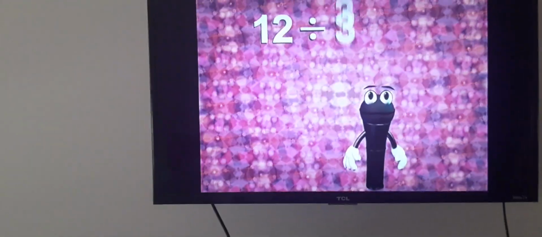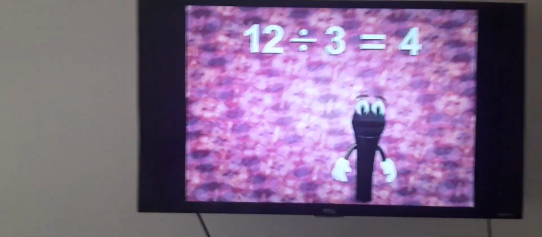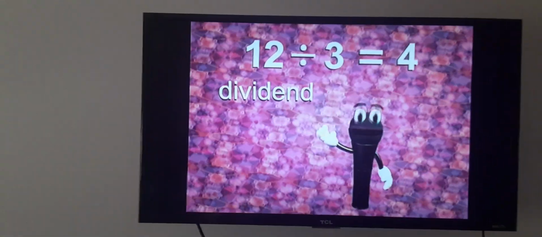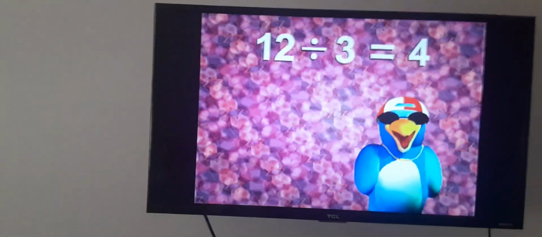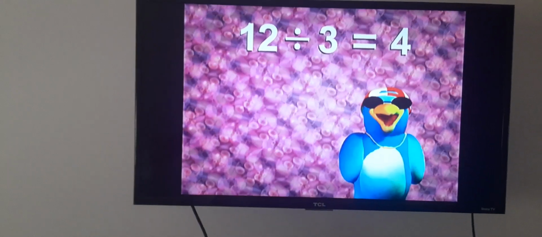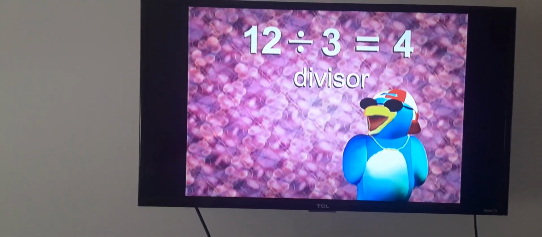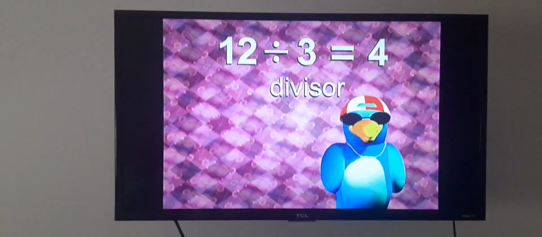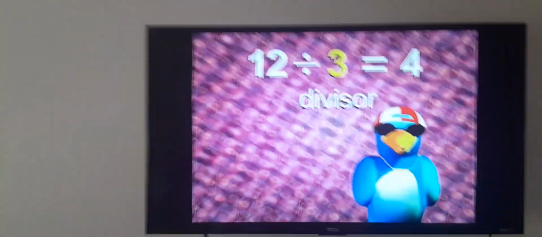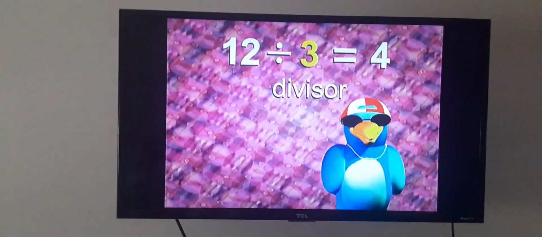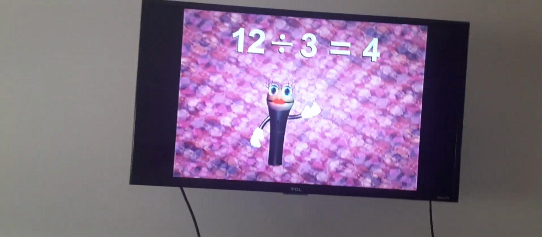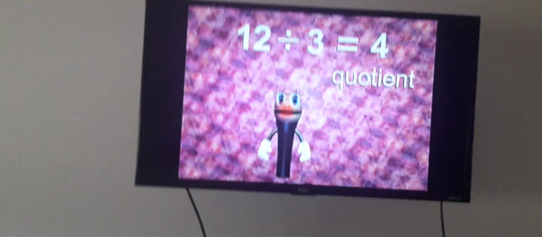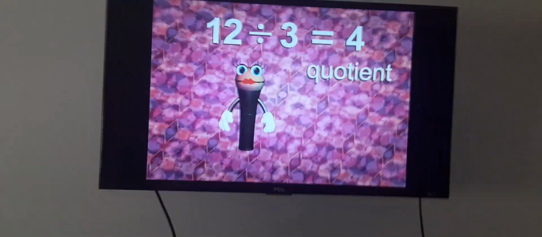The parts of a division problem have special names. The number you are dividing is called the dividend. In this example, 12 is the dividend. The number you are dividing by is called the divisor. So in this example, the divisor would be 3. The answer to a division problem is called the quotient. In this problem, the quotient would be 4.